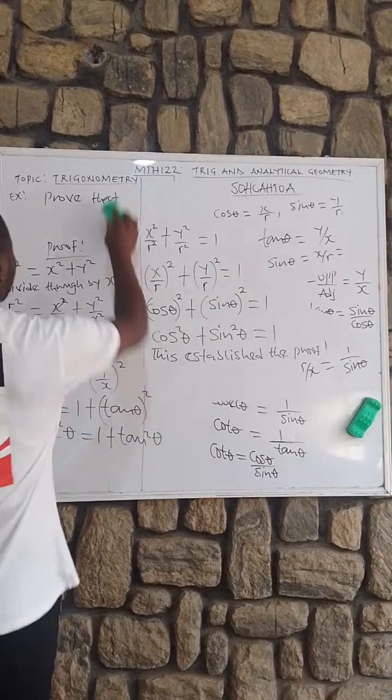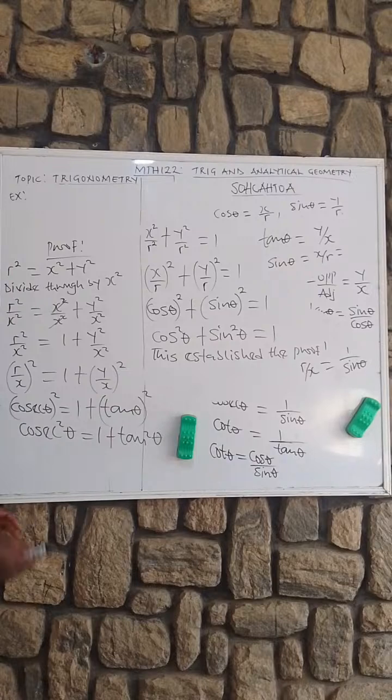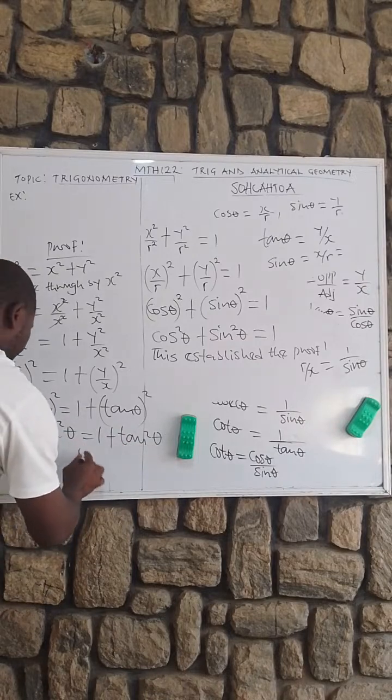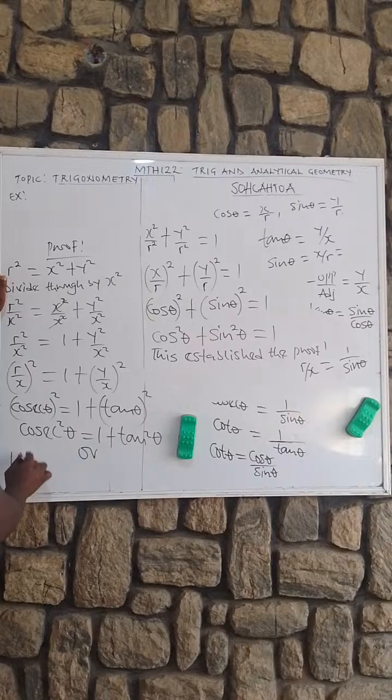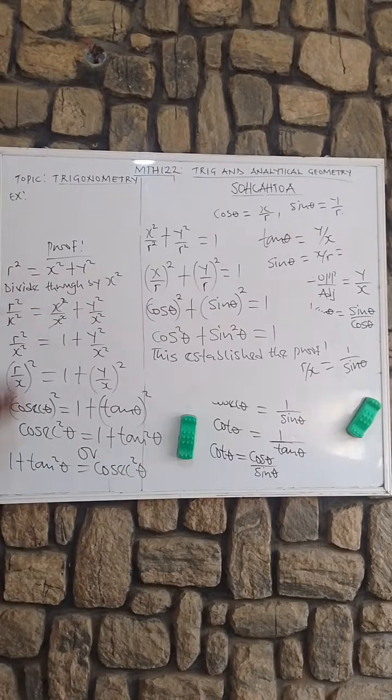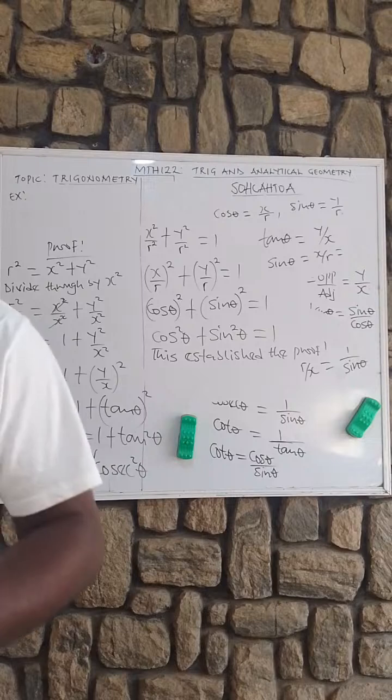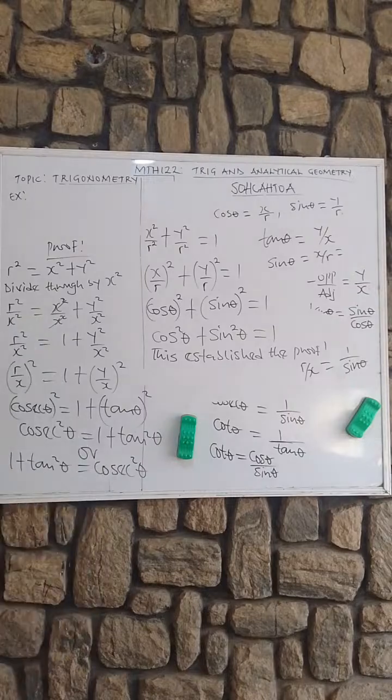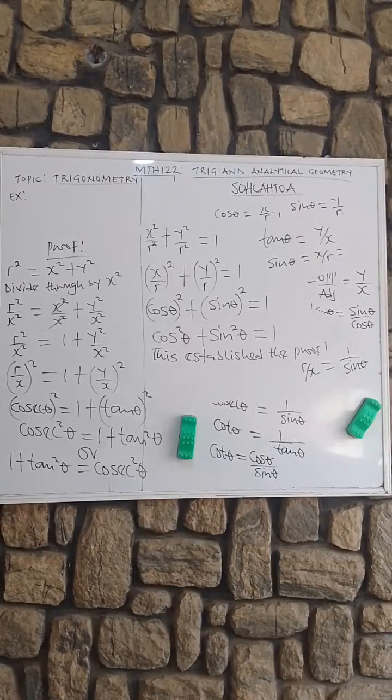Let's forget about proof. If you come across that show that 1 plus tan square theta is equals to cosec square theta, sometimes you might see it in this one or this one, they are all the same thing. Is that clear? True or false? Any question?